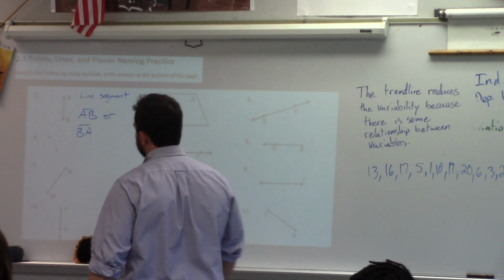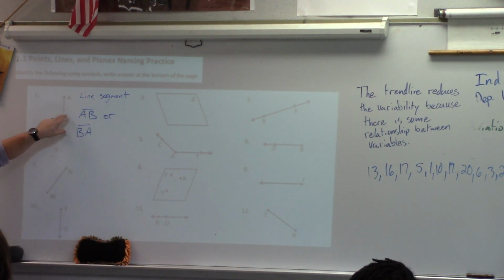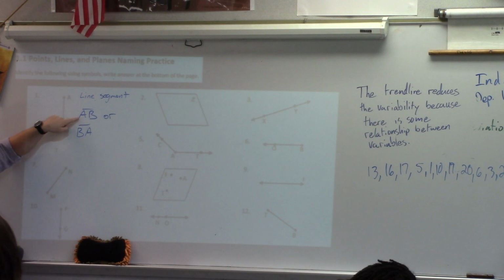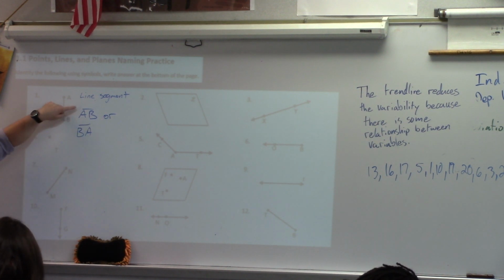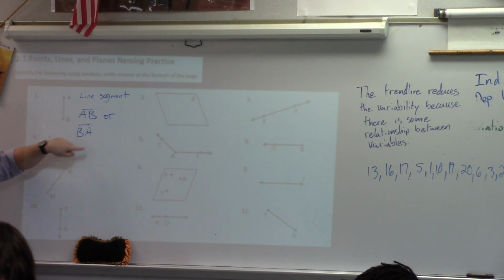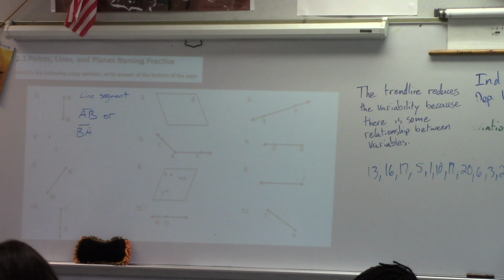Alright, so we have line segment, and please understand, this is how we read it. This piece of a line where there's no arrows or anything is read as line segment AB. The order does not matter, Kelsey. As soon as we see this, it's line segment AB or line segment BA. The order does not matter. Okay?